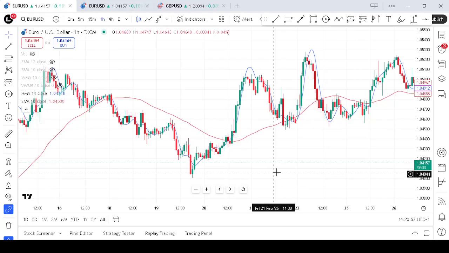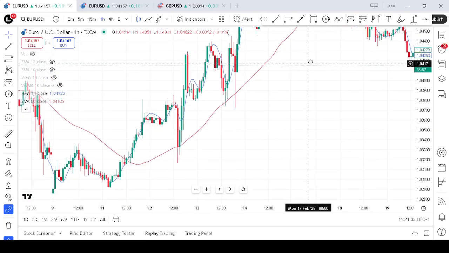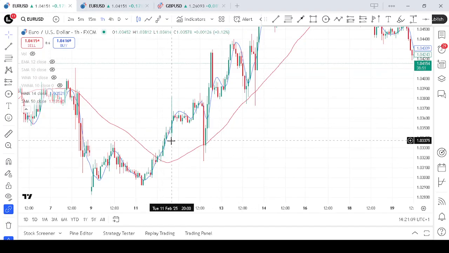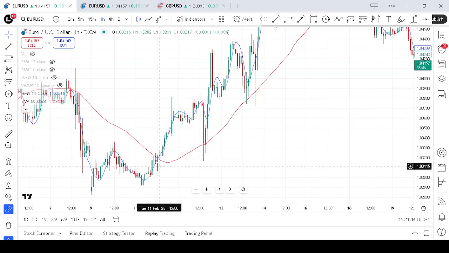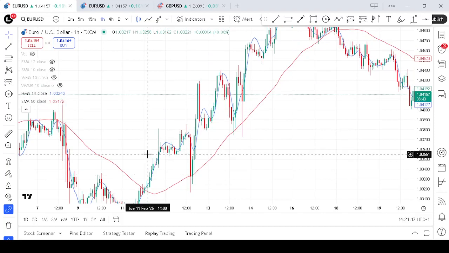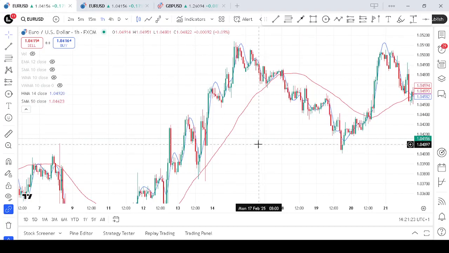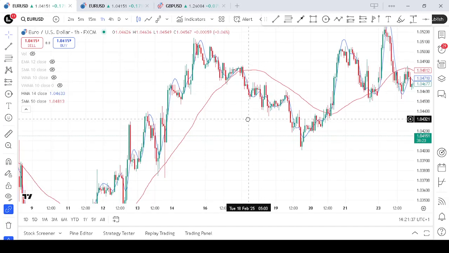In this example, when the HMA crosses above the longer term simple moving average, it may indicate buying opportunities. As you can see here, the moment the HMA crosses above the long term simple moving average, price begins to go up. Conversely, if it crosses below the long term simple moving average, it may indicate selling opportunities. This strategy helps you align your trade with trends that are both smooth and responsive.